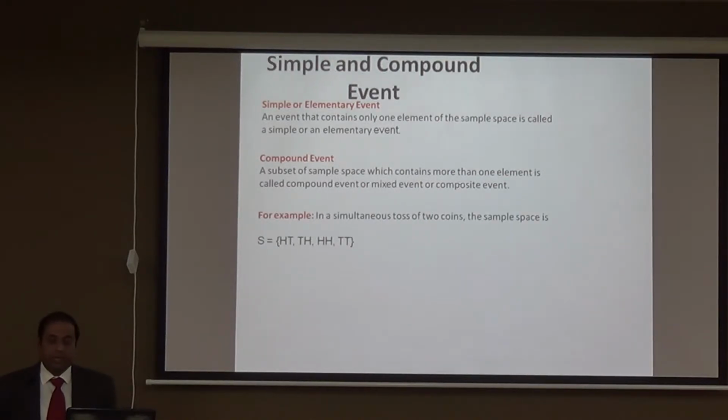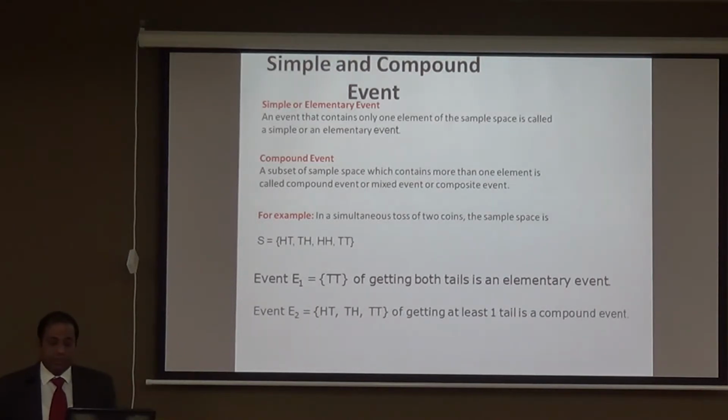For example, in a simultaneous toss of two coins, the sample space is {HT, TH, HH and TT}. Getting both tails is an elementary event because it contains only one sample point.